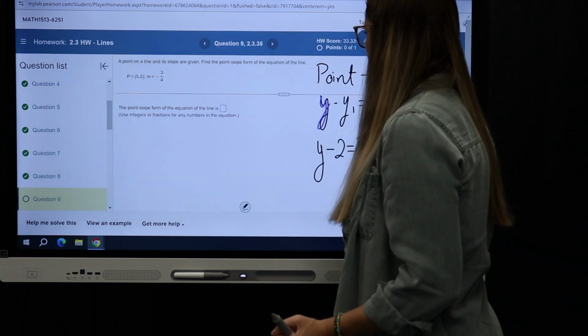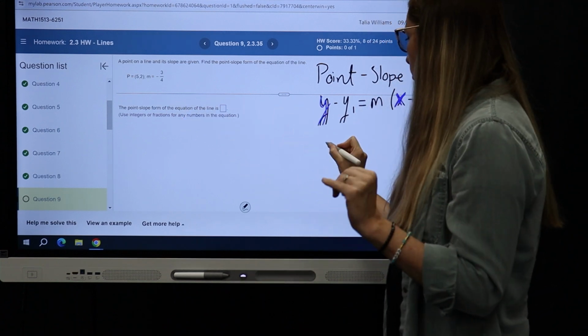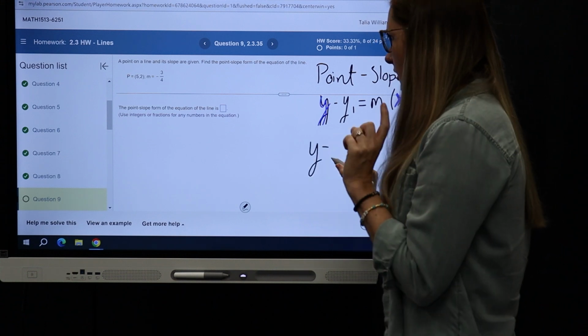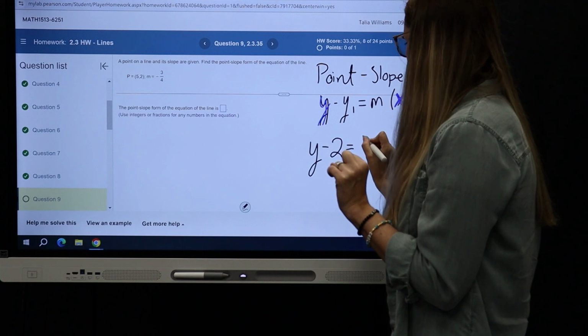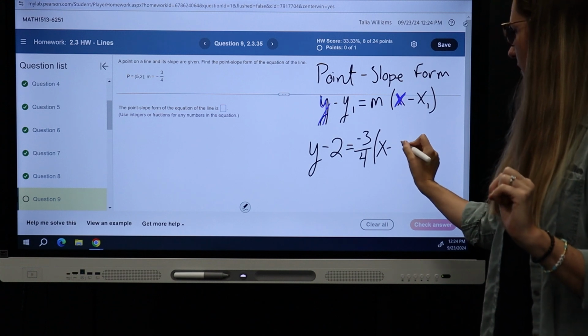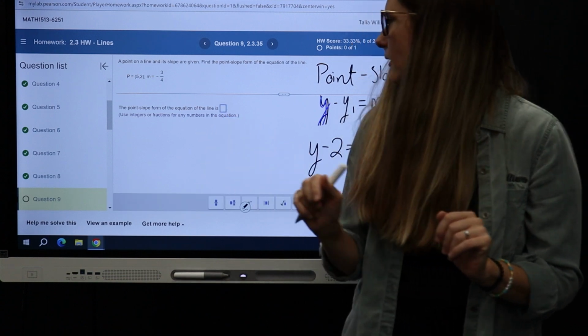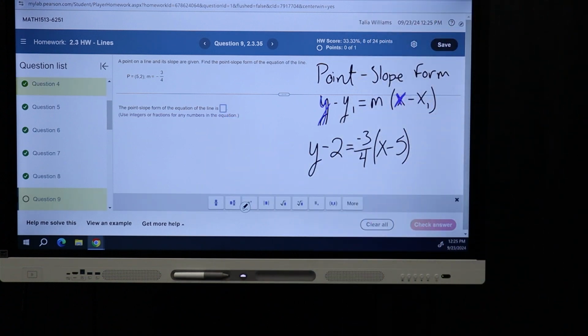Okay. Same thing here. Point slope form of the equation of the line, so they do not want us to write it out. This one is y. Our y value is 2. Our slope is negative 3/4. This one's just x, and then our x value is 5. They don't want us to simplify it. Type it in like this. Y subtract 2 equals negative 3/4 over close parenthesis, x minus 5 close parenthesis.